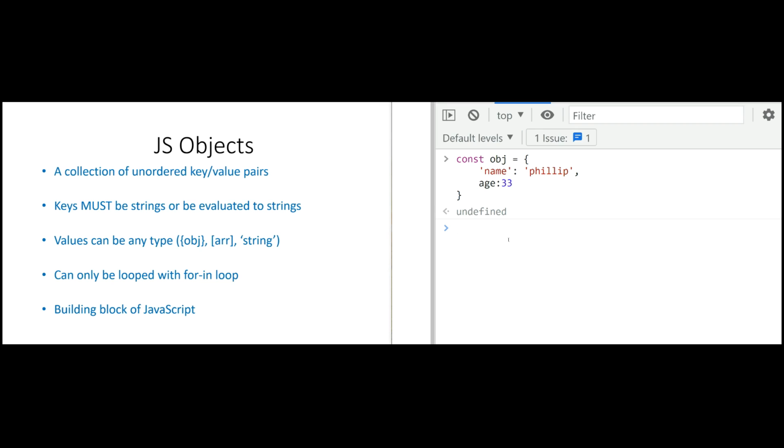The third bullet says this can only be looped with a for in loop, which we will look at next. Now, that's kind of different from arrays and strings, right? Where you can use a regular for loop or the for of loop. But objects, you can only use for in. And the last bullet says that objects are the building block of JavaScript. Now, JavaScript was designed with object-oriented programming in mind. Therefore, basically everything revolves around objects, and we will prove that once we start to look at prototypes and inheritance. Okay, let's move on to part 2.